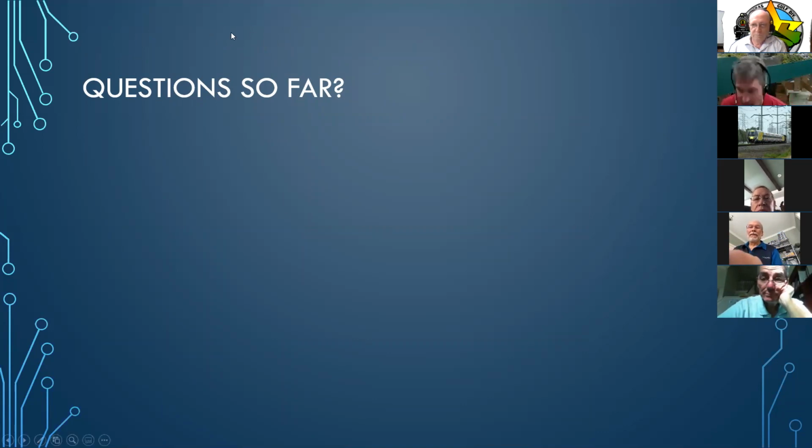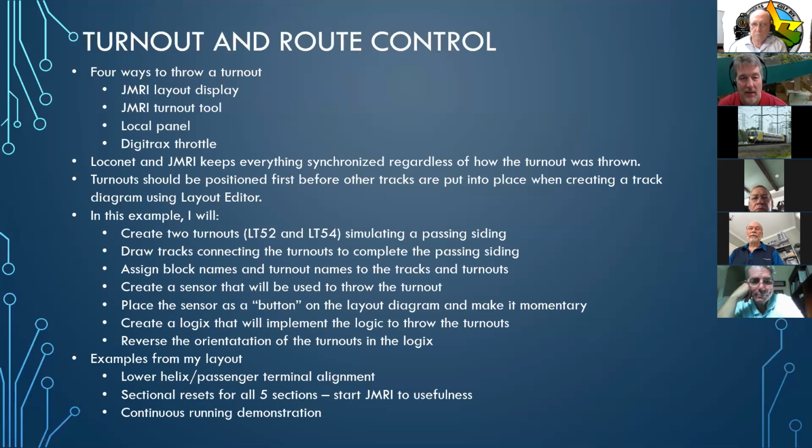Okay, so now let's get into the meat of the presentation here. So far everything's just been an introduction to the elements and how JMRI works. So I'm going to show how to do the turnout and route control. There are 4 ways to throw a turnout in this layout.